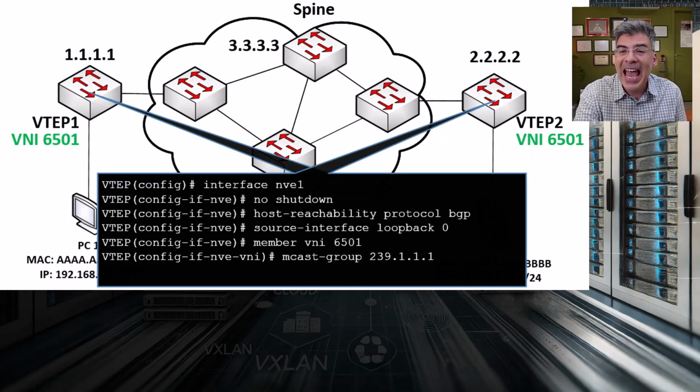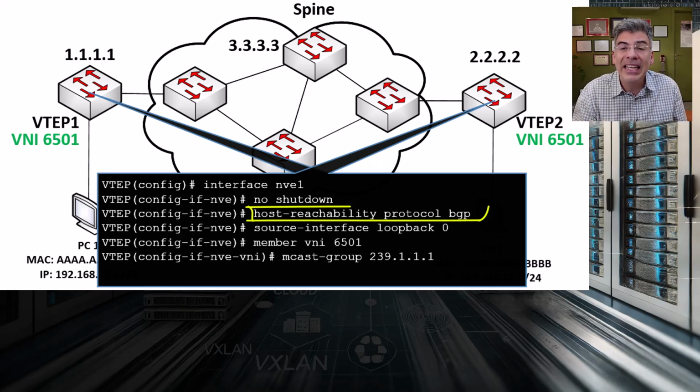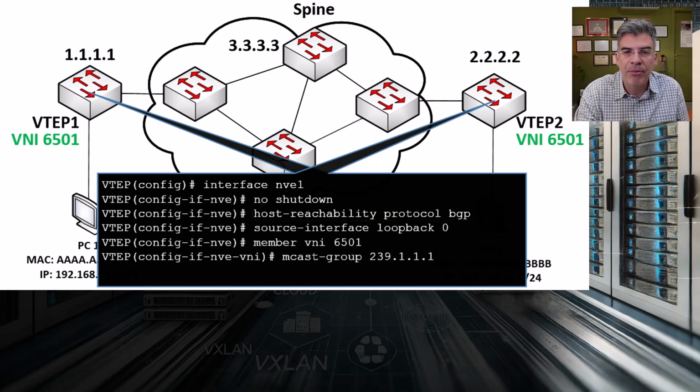Next, we have to configure the NVE interfaces. Remember, this is the Network Virtual Interface, or the NVE. This is the same as what we have configured in the past, but I'd like to bring your attention to this particular command here, which is the host reachability protocol BGP. This is the command that tells the VTEP to use BGP as the protocol with which it will learn MAC addresses. It's essentially the connection between the VXLAN configuration here and the underlying MP-BGP EVPN operation.